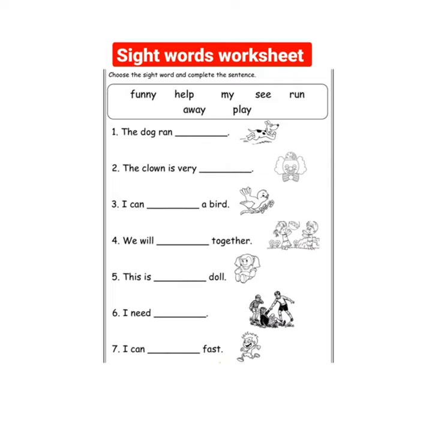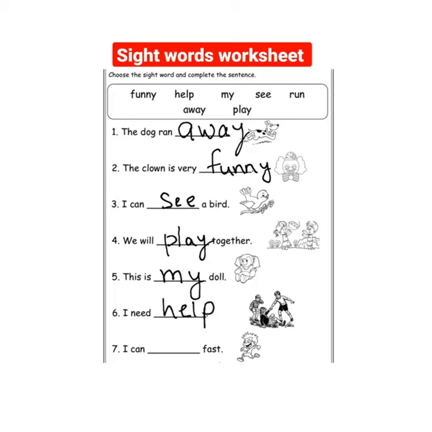Choose the sight word and complete the sentence. The dog ran away. The clown is very funny. I can see a bird. We will play together. This is my doll. I need help. I can run fast.